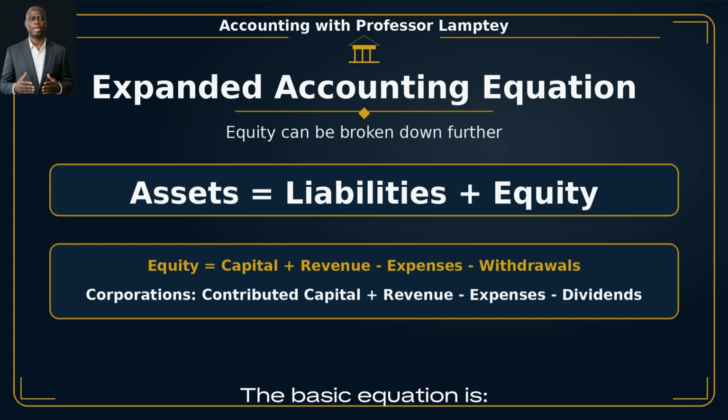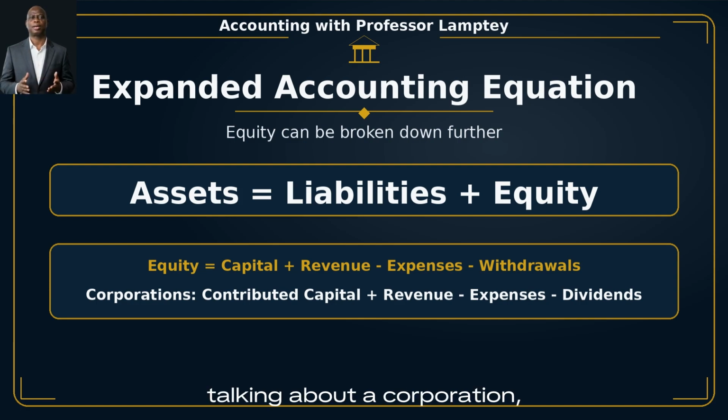The basic equation is assets equals liabilities plus equity. But equity can be broken down further. For a small business like Amma's Bakery, equity includes owner's capital plus revenue minus expenses minus owner withdrawals. So we can write the expanded equation this way. Assets equals liabilities plus owner's capital plus revenue minus expenses minus withdrawals.